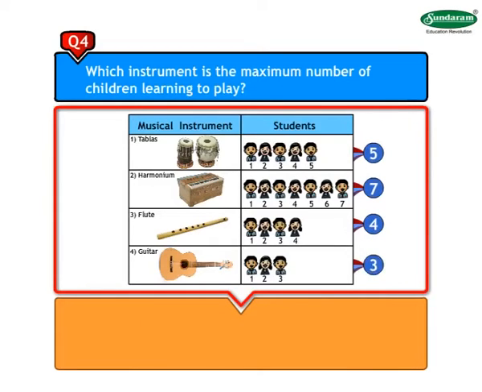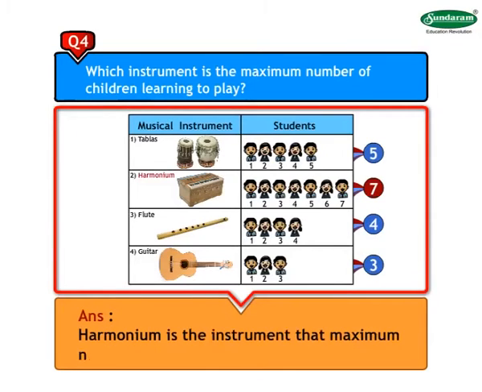Now we can see that 7 is the greatest of all numbers. So observe the musical instrument shown beside the 7 students. It is a harmonium. So the answer is: harmonium is the instrument that the maximum number of children are learning to play.